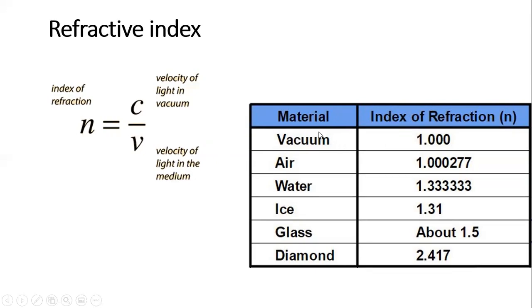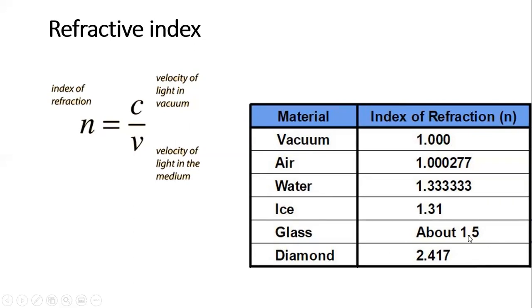Okay, look at this table. The refractive index of air is more than 1, right? 1.000277. It's nearly 1, but it is more than 1. If you look at the refractive index of water, it is 1.33. For ice, similarly, you can see 1.31. For glass, in today's lab, you are using glass. So the refractive index of glass is 1.5.